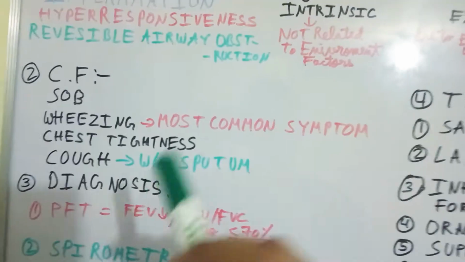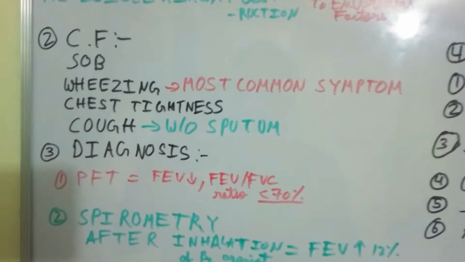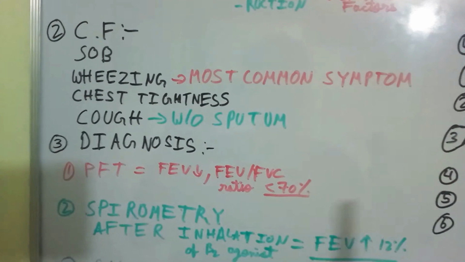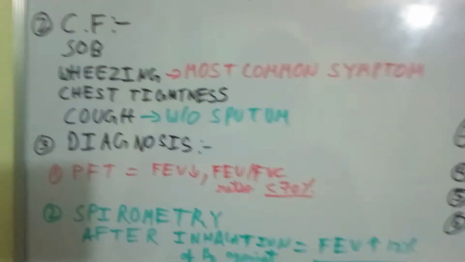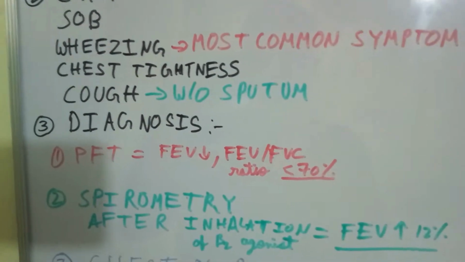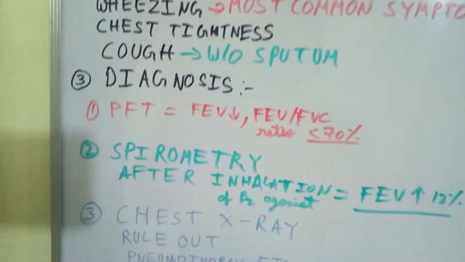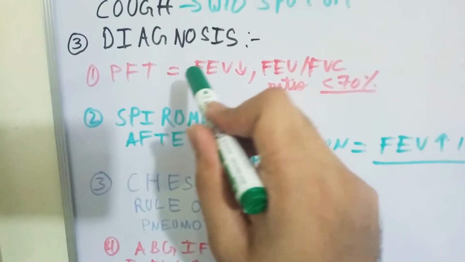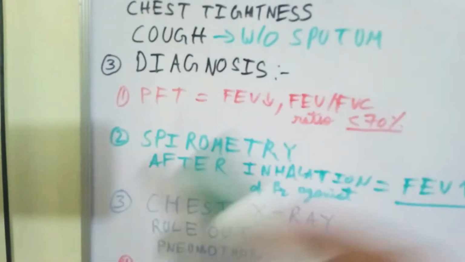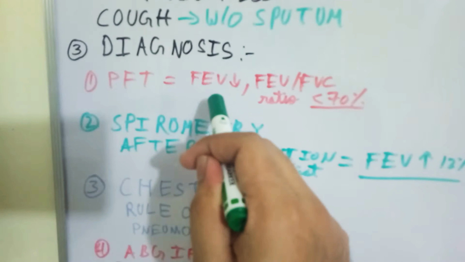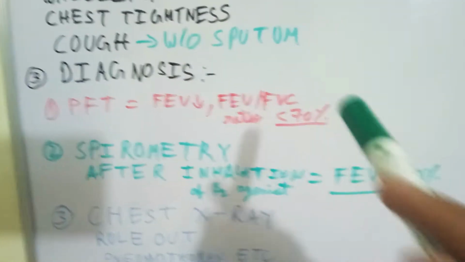Now, wheezing is the most common symptom of an asthma patient, but not all wheezing is related to asthma. Wheezing can accompany COPD, cardiac myopathies, or even lung cancers or foreign body entry. Now, the diagnosis of asthma starts with the pulmonary function test. Pulmonary function test measures our forced expiratory volume and forced vital capacity. If you have asthma, your forced expiratory volume will be decreased, and your forced expiratory volume to forced vital capacity ratio is less than 70%.